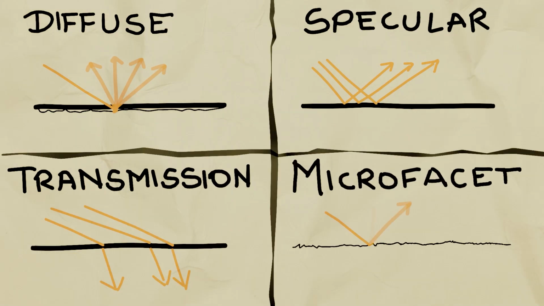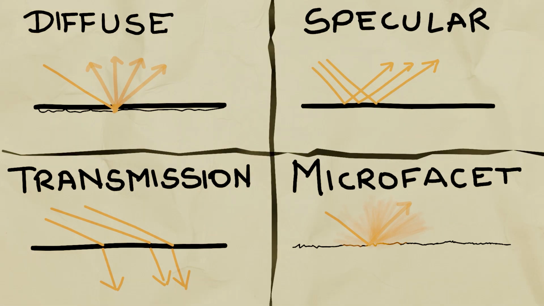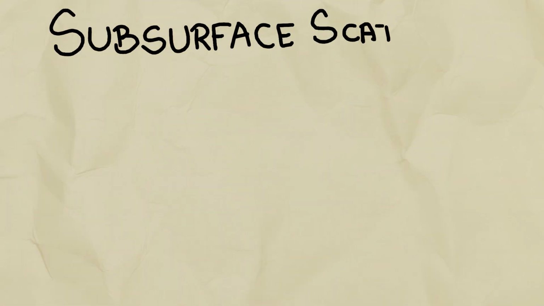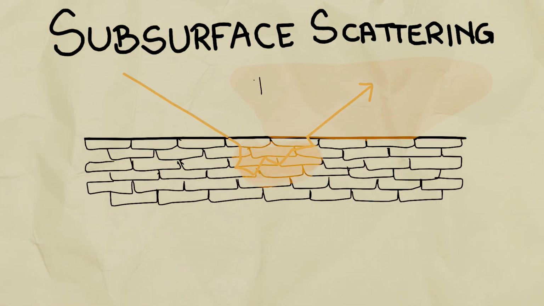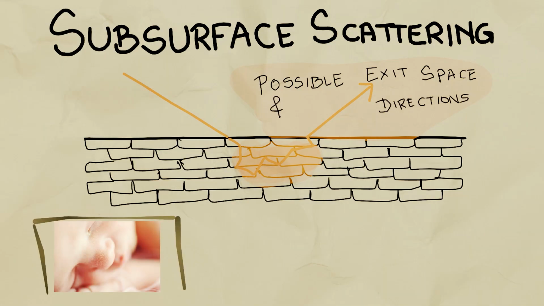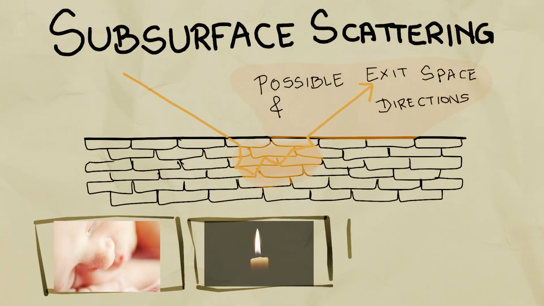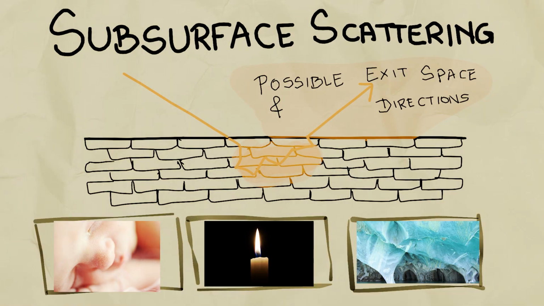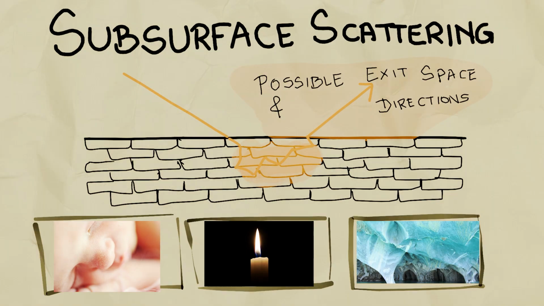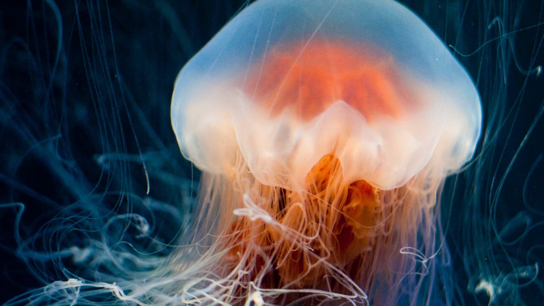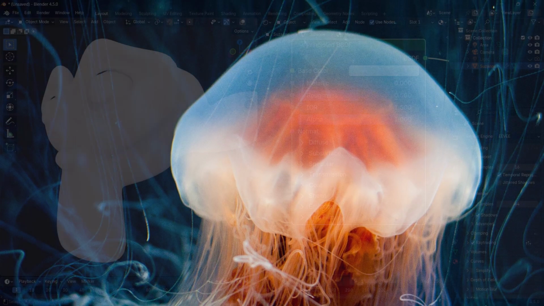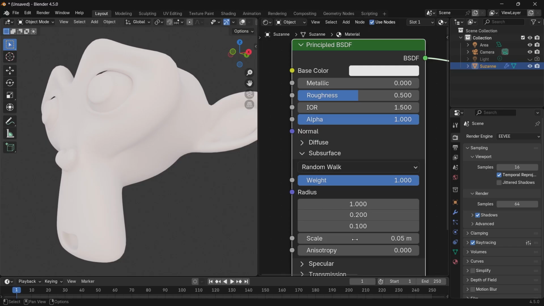But there's one last type of scattering that BSDFs account for, and that is subsurface scattering. This happens when light enters a material and scatters within it before exiting somewhere else. It's crucial for rendering organic materials like skin, wax, or marble, where light doesn't just bounce off the surface, but actually travels through the object a bit. It's what gives organic materials that soft, glowing quality. In Blender, this is handled right inside the Principled BSDF. It tells the render engine how deep the light should travel inside the surface and how it scatters before coming out.